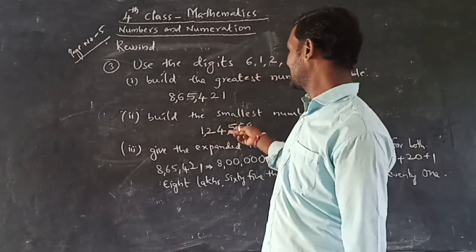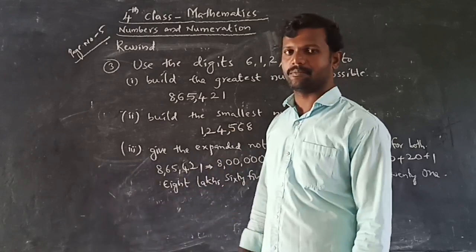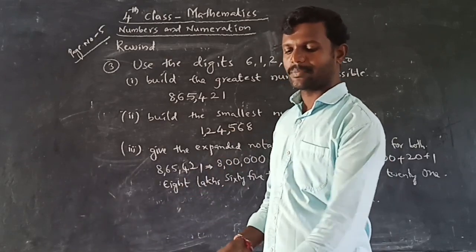Similarly, write the second number's expanded form and its number name. Okay, students, complete the rewind exercise.